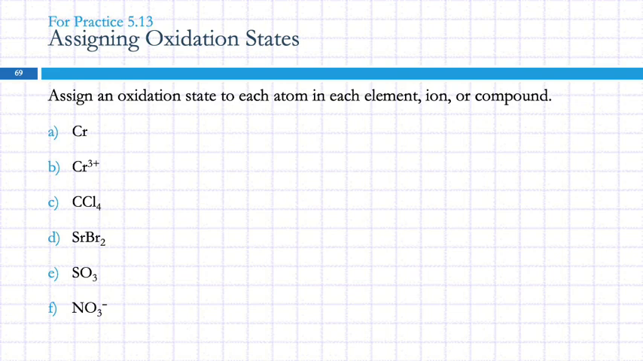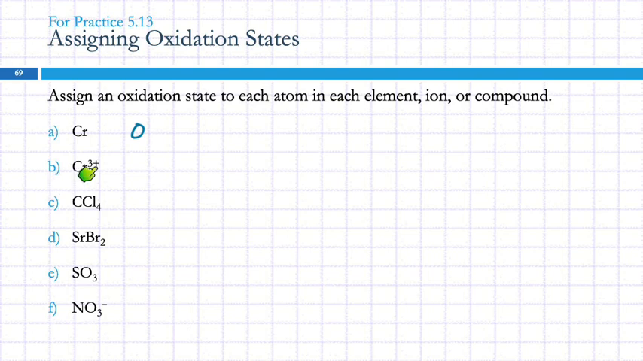Assign an oxidation state to each atom in each element, ion, or compound. So each atom is going to have an oxidation state. This first one, we have a chromium atom. Well, does this thing actually have a charge? No, it doesn't. And there's only the one element there. Overall, it has to be 0. There's only one thing there, right? So its oxidation state is 0. All free elements have 0 as their oxidation state.